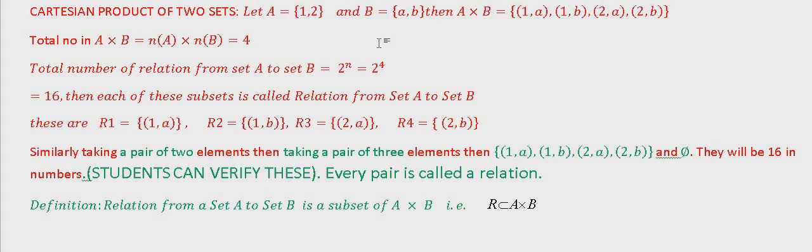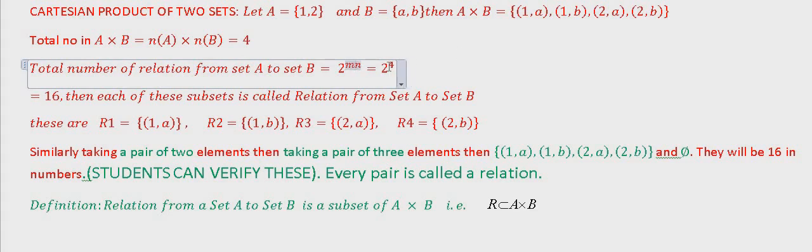But if we ask what is the total number of relations, that means the total number of subsets from A to B, then the formula will be 2 raised to the power m into n. You can write it 2 raised to the power m into n, or you can say m n, right?